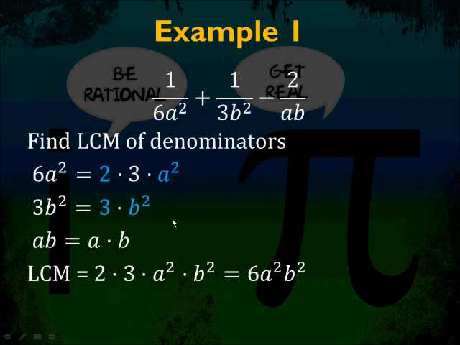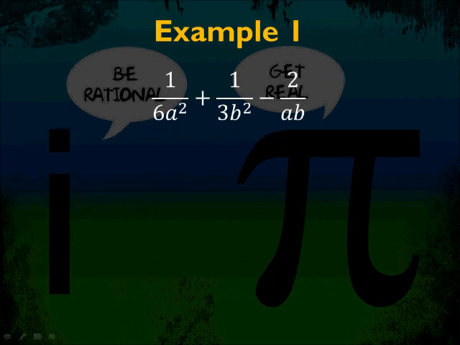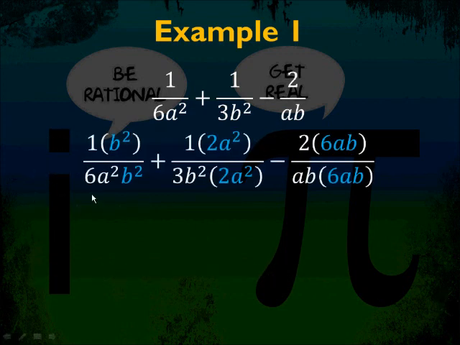You don't have to write this out every time because some of them you can just see, but this gives you an idea of how to do it. We now have to convert each fraction into an expression with denominator 6a squared b squared, by multiplying the top and bottom by the same thing. To make 6a squared into 6a squared b squared, we multiply top and bottom by b squared. To make 3b squared into 6a squared b squared, we multiply top and bottom by 2a squared. And to make ab into 6a squared b squared, you multiply top and bottom by 6ab. Multiply the bottom by whatever you need to get to the least common denominator, and multiply the top of each fraction by the same amount.